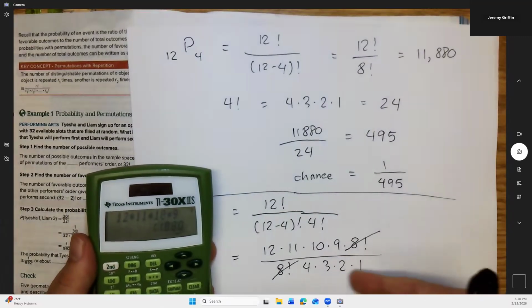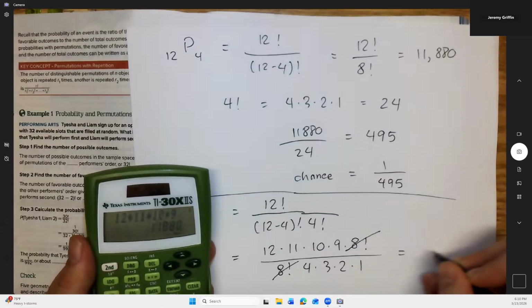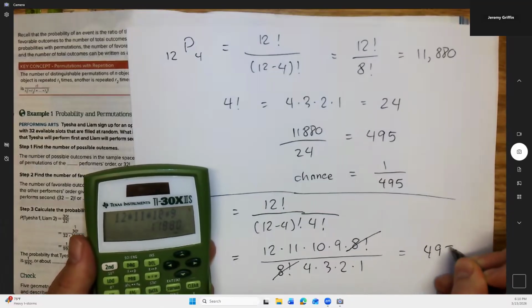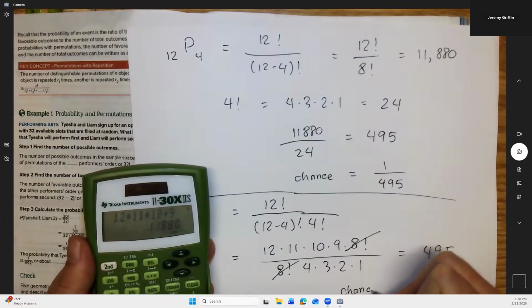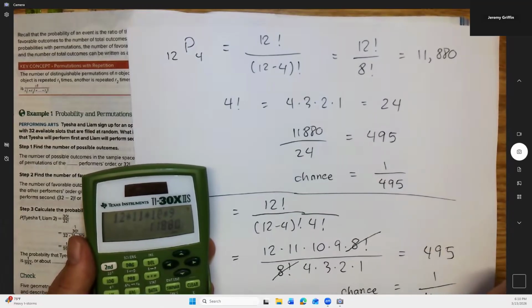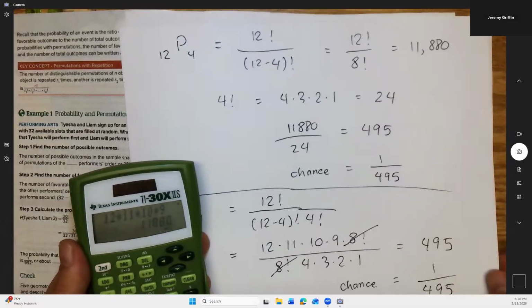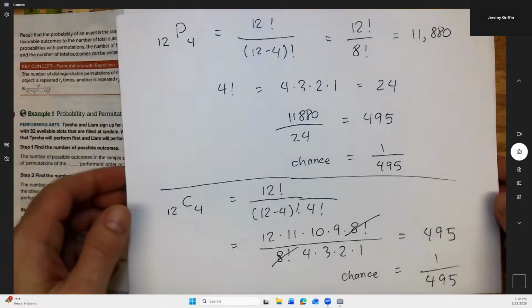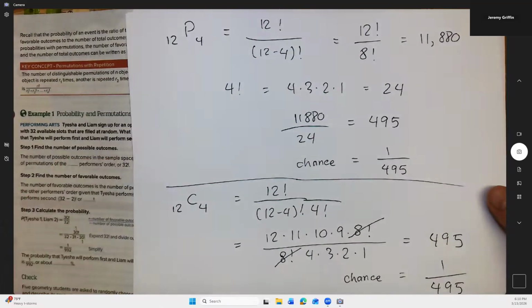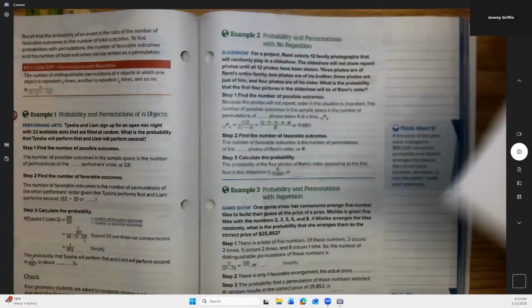And this we get 12 times 11 times 10 times 9 is 11,880. And then divide by 4, 3, 2, 1, which we did right here. Yep, it's the exact same thing. There are 495 ways to happen. Therefore, the probability of that happening would be 1 out of 495, that the first 4 photographs would all be of his sister. So there you go. Really, I think that's better couched as a combinations question. But maybe they're trying to lead you into combinations.